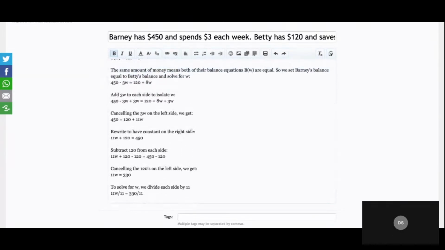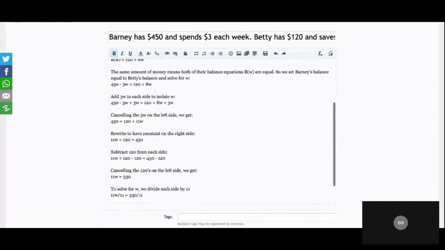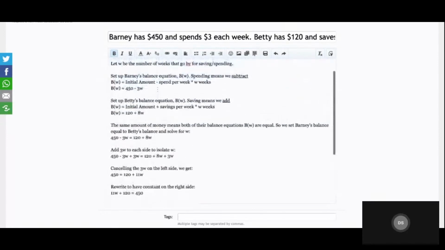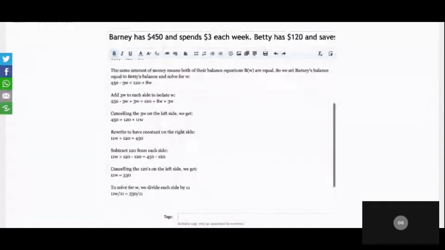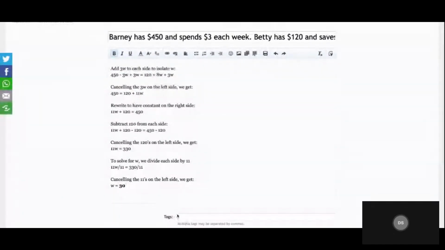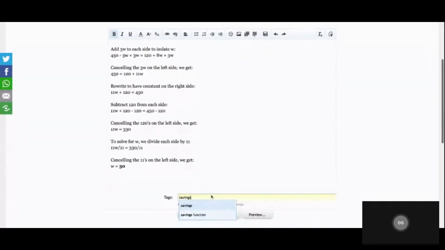So at the 30-week mark, Betty's balance is equal to Barney's balance. And so this is what the question is asking. It's for W. So that's it.